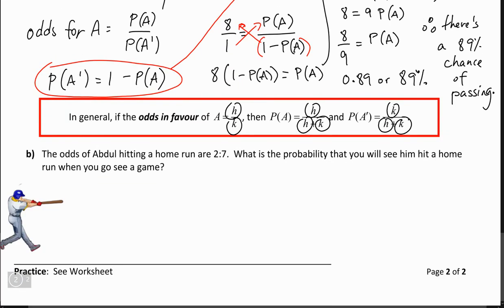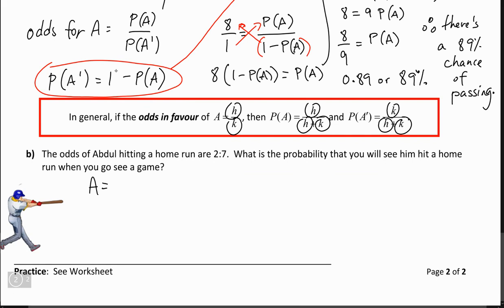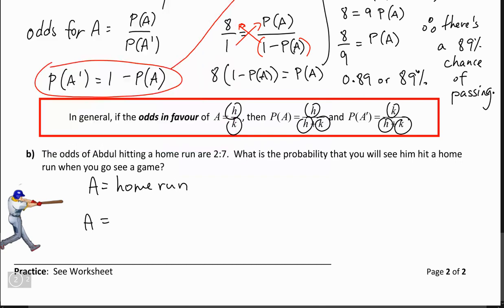So here, the odds of Abdul hitting a home run are 2 to 7. What is the probability that you will see him hit a home run when you go see a game? My event is hitting a home run, and the odds are h over k, so I'm going to write the ratio 2 to 7. 2 represents my h, 7 represents my k. Think of it as the number of successful outcomes of A, which is 2, versus the number of unsuccessful outcomes, A prime, which is 7.